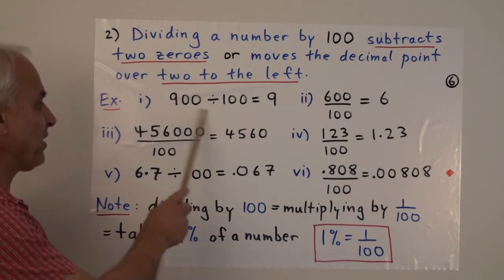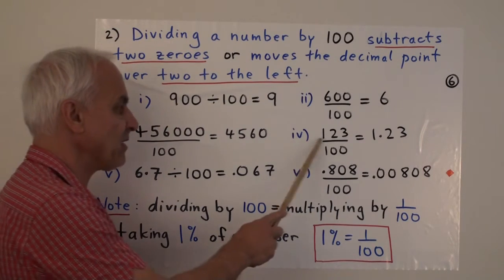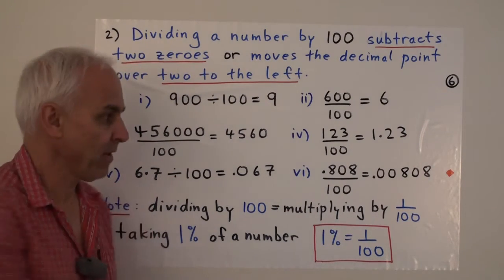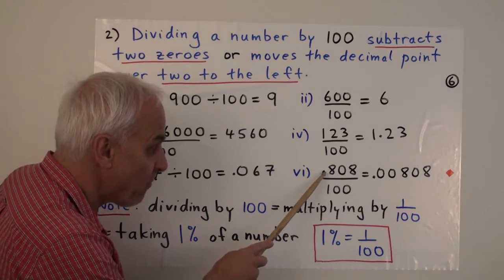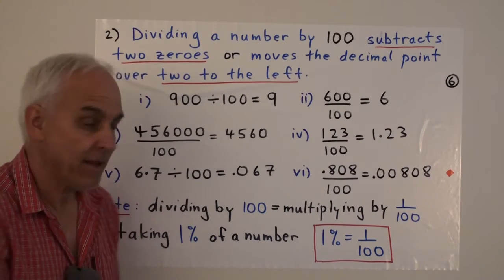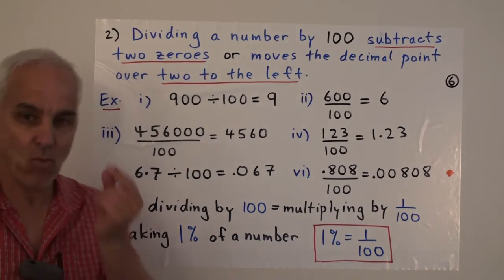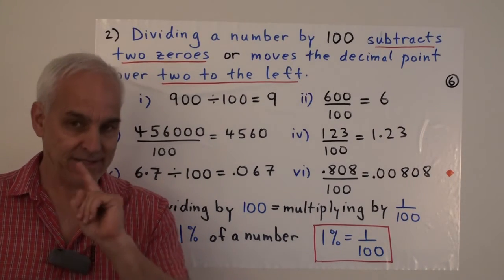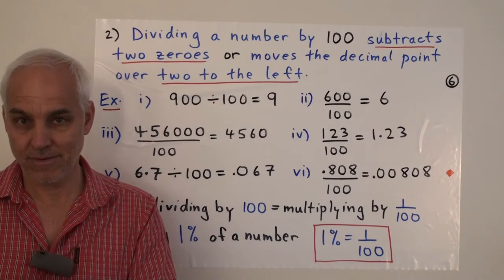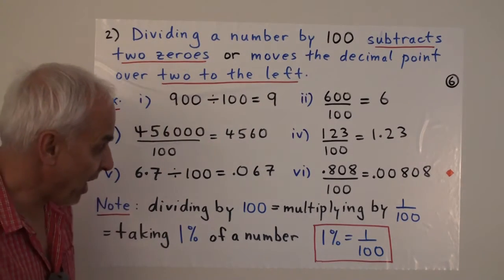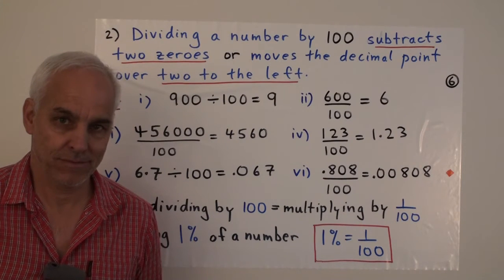So what's 1% of 900? It's 9. What's 1% of 123? It's 1.23. What's 1% of 0.808? It is 0.00808. Taking 1% of something is the same as dividing it by 100. Or the same as multiplying it by 1 over 100.